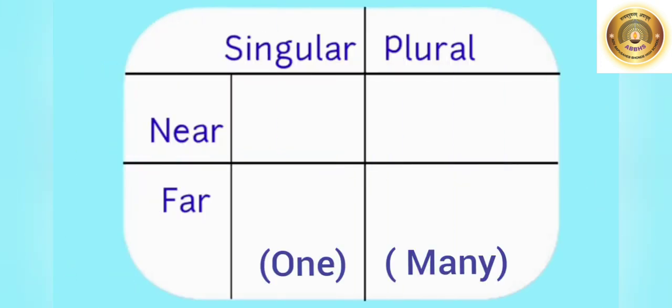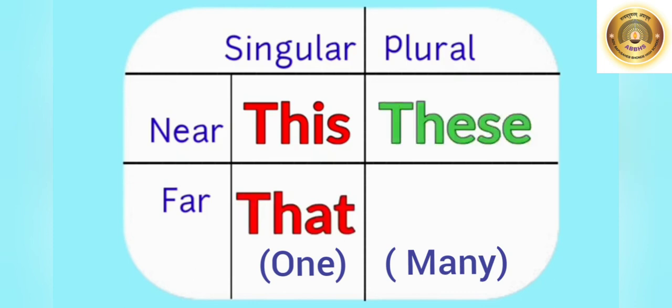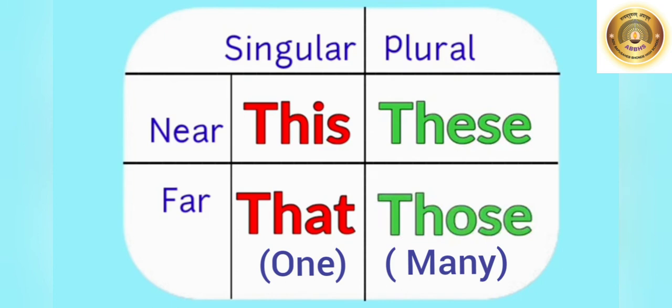Children, look at this box. Always remember that in singular nouns, if the single object is near to us, we use this. And if a single object is far from us, we use that. In plural nouns, if many objects are near to us, we use these. If many objects are far from us, we use those.